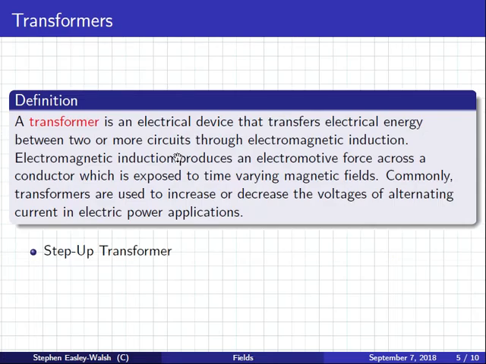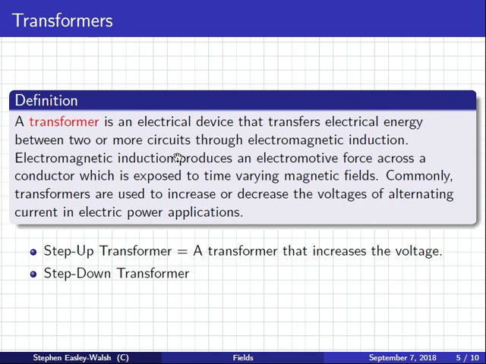Right. So you have two types of transformers. You have a step-up transformer. What do you think happens to the voltage in a step-up transformer? It increases the voltage. Have a guess what a step-down transformer does? Decrease the voltage. Okay. Please write these words down.